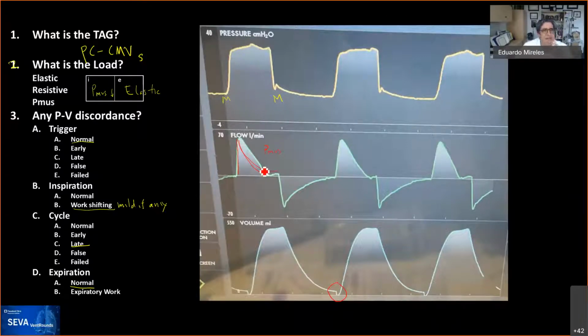Yep. All right. Excellent. And so this patient is paralyzed, and so the trigger is normal because there is no patient interaction. Essentially, the machine is triggering. The inspiration, we just talked about that. This is one of those situations in which you may look like work shifting, and that's what I applaud, is you caught the abnormalities and read them as work shifting, but indeed this may be just the leakage, and then you have cycle, which is late.